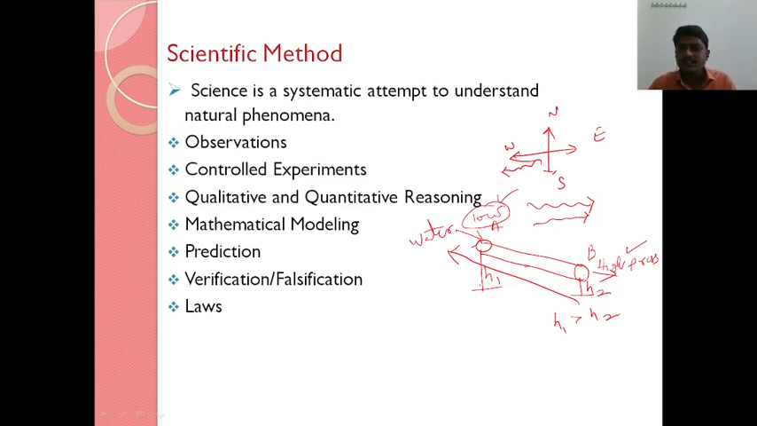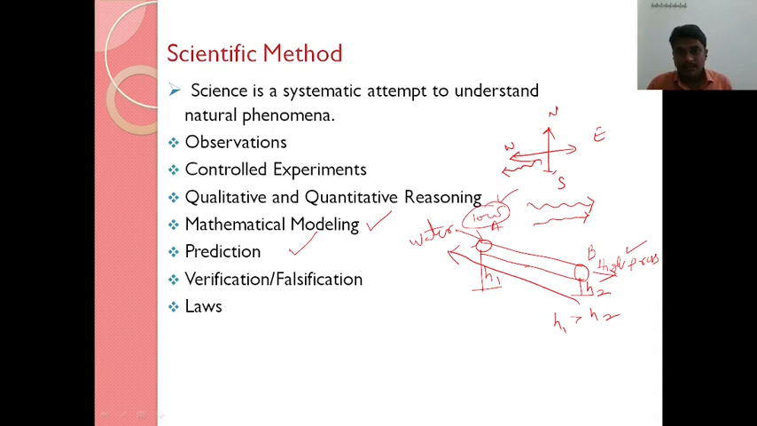Based on this analysis, we make mathematical formulas, mathematical modeling. Based on those formulas we can predict. If you know the pressure at the top and bottom, we can predict where water flows, from which point to which point. We can predict the flow of water in rivers or anywhere.